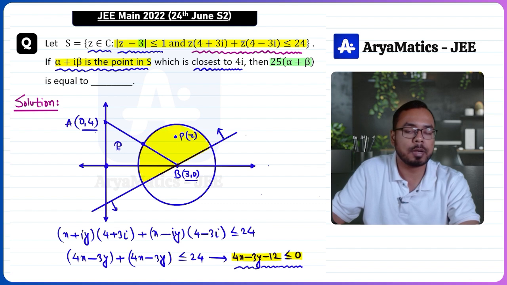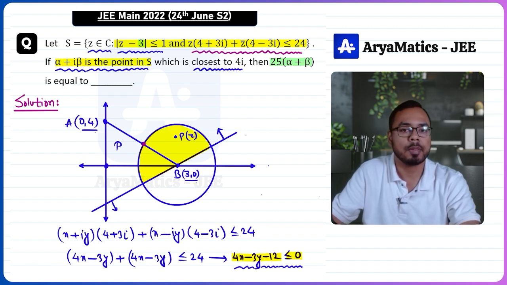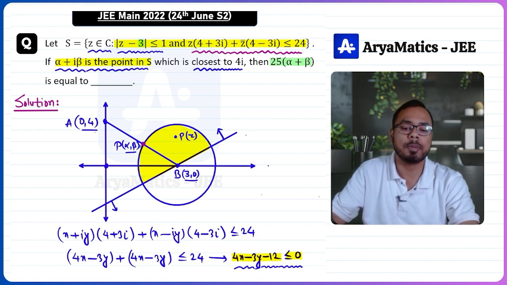Again, I'll repeat, point P can be any point in this shaded region. Now we have to find that particular point which is at minimum distance from point A. So if I join point A with the center of circle, and if P is the point of intersection of line joining AB with the circle, then this is the required point, right? This point will be the point of minimum distance. So if this point is alpha beta, the coordinate of P will be alpha beta. Now, there are different ways of finding alpha beta. One, you can write the equation of this line AB, the equation of circle, and then you can find their point of intersection.